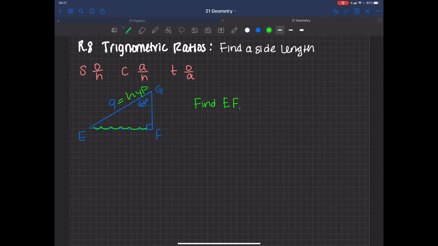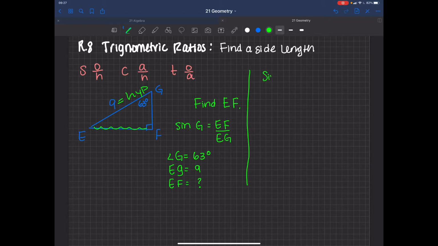So here we go. I'm going to say sine of G equals EF over EG. So we know that angle G is equal to 63 degrees. We know that EG is equivalent to 9, and we're looking for EF. Okay, so when you're doing this, we're going to set this up, and you're going to take the inverse of the angle. So you're going to need to use a calculator.